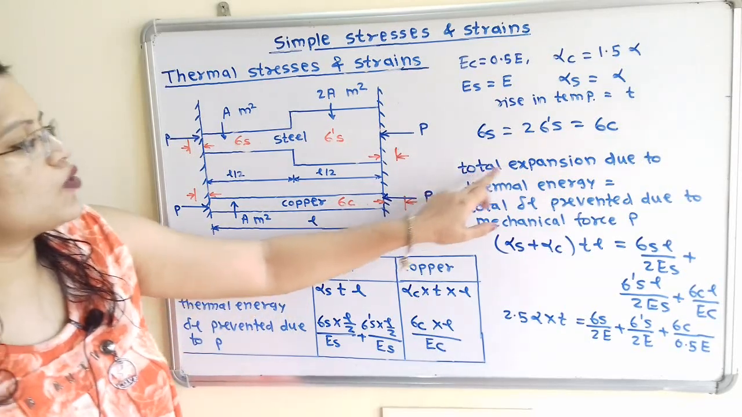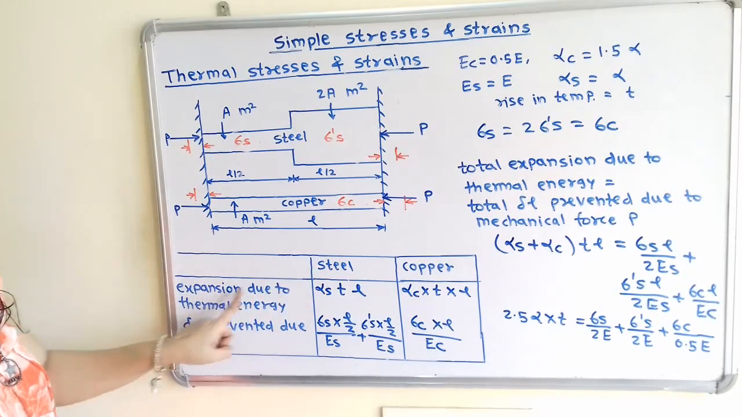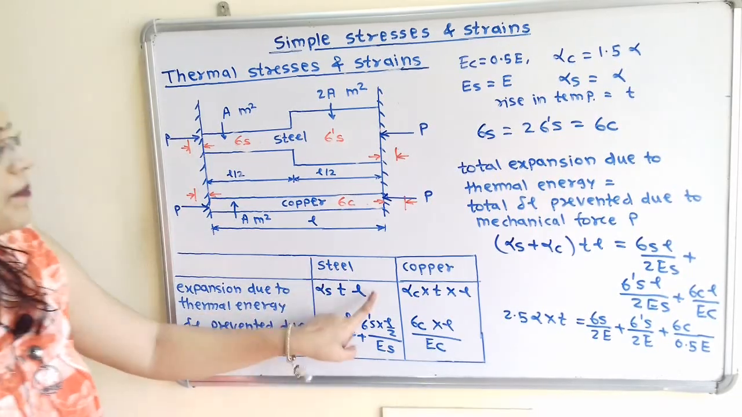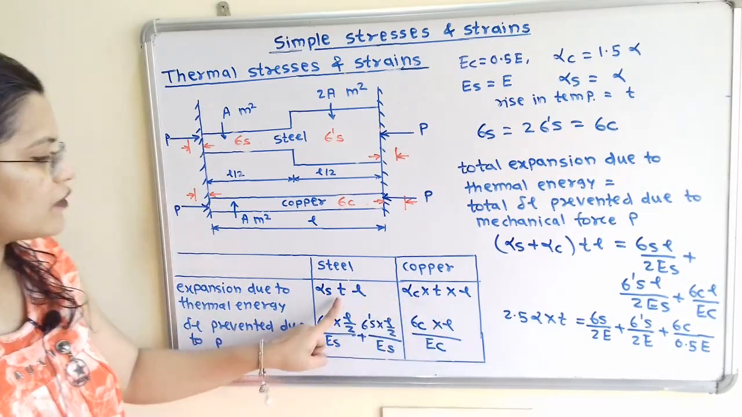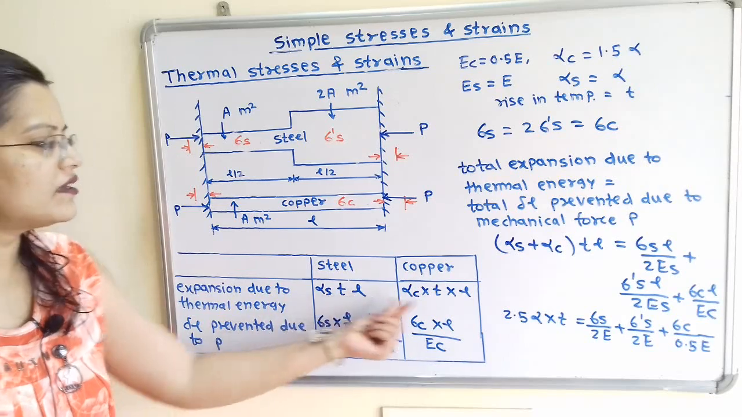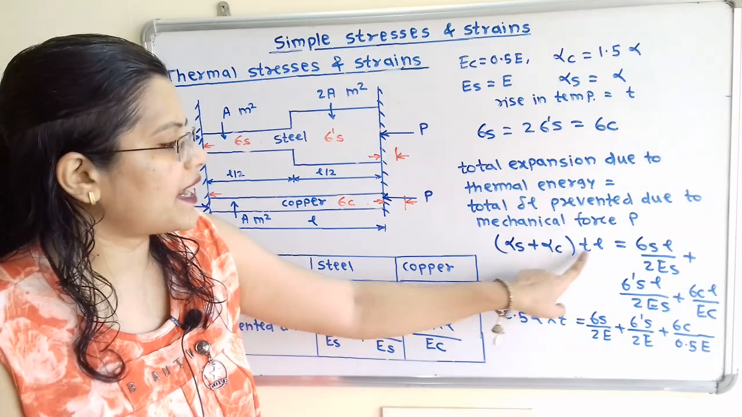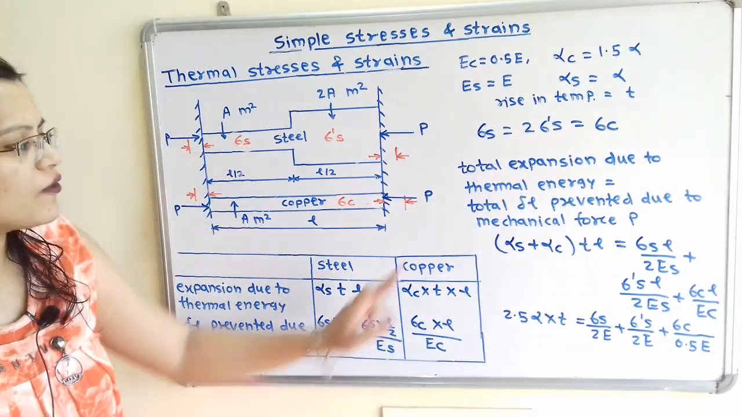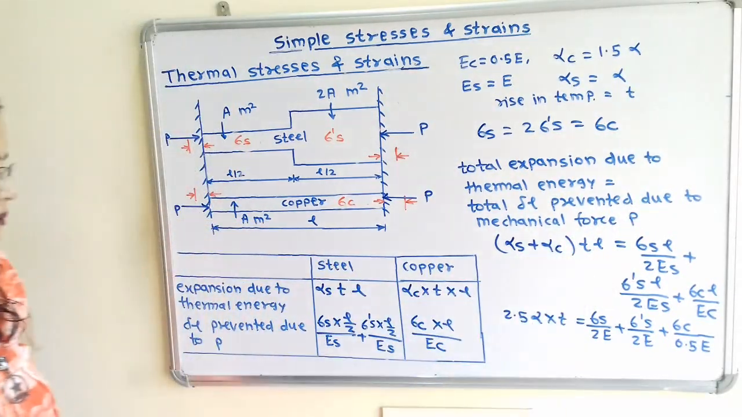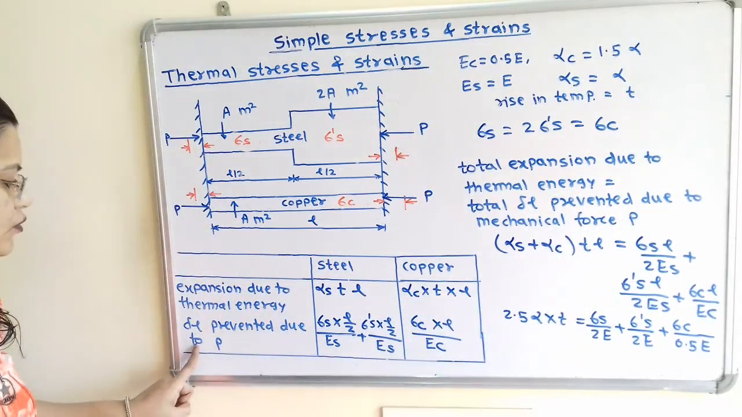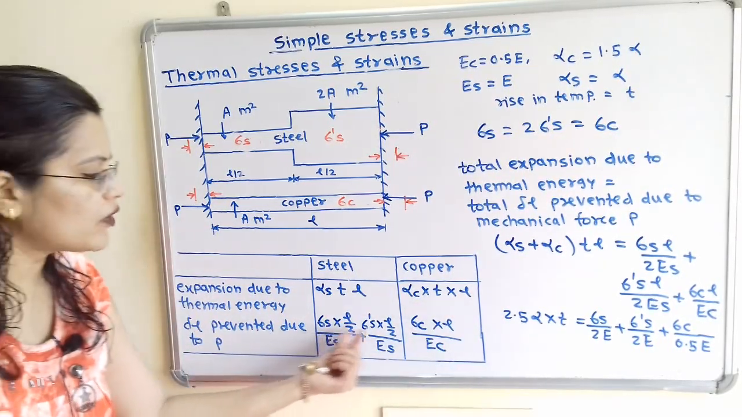So how to find the total expansion due to thermal energy? We have to add the expansion due to thermal energy in steel plus the expansion due to thermal energy in copper. When we add these two values, T and L are the common terms. We will take them outside the bracket and write alpha S plus alpha C, bracket complete, TL. Now how to write the total change in length prevented due to mechanical applied force P? Here delta L prevented due to applied force P we have written in the second row, so we have to add all these terms.